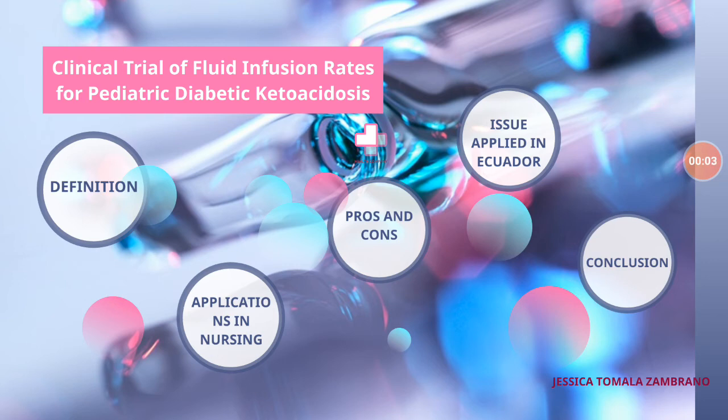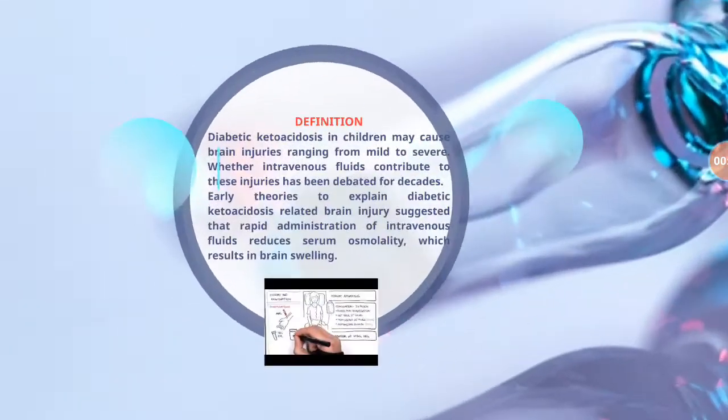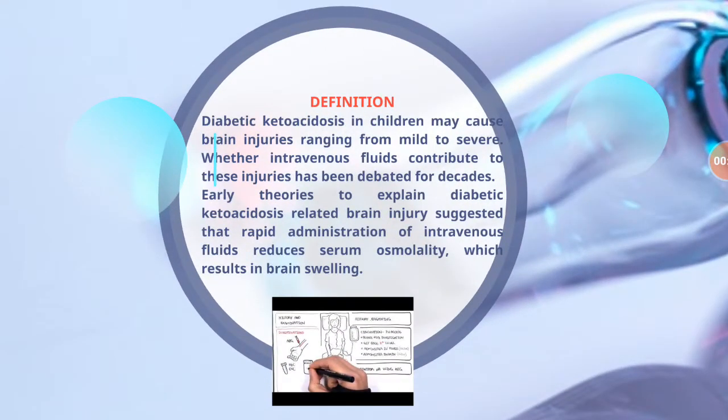Clinical trial of fluid infusion spray for pediatric diabetic ketoacidosis. Definition: Diabetic ketoacidosis in children may cause brain injury ranging from mild to severe. Whether intravenous fluid contributes to this injury has been debated for decades. Early theories to explain diabetic ketoacidosis brain injury, such as rapid administration of intravenous fluid reducing serum osmolality, which may result in brain swelling.